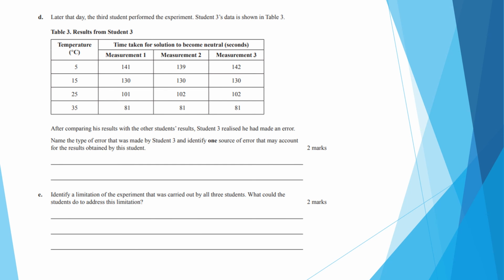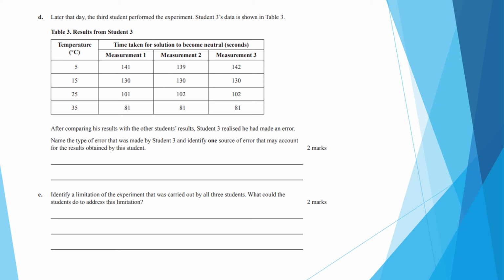Part D had student number 3 performing an experiment, and their results are listed in table 3. When he compared his results, he realized that he made an error. Name the type of error this student made and identify one source of error that may account for the results obtained by this student.